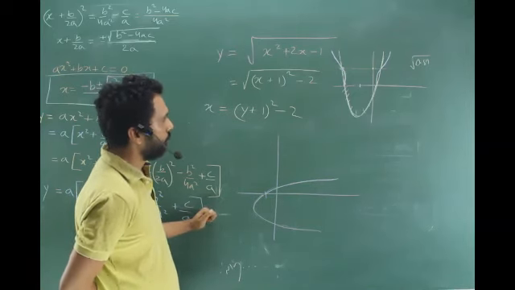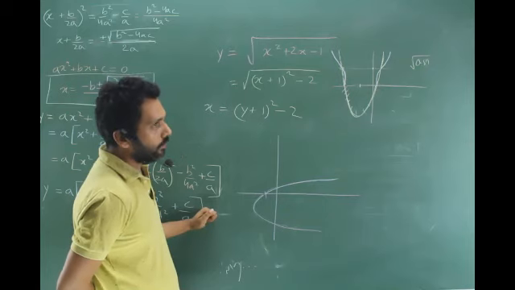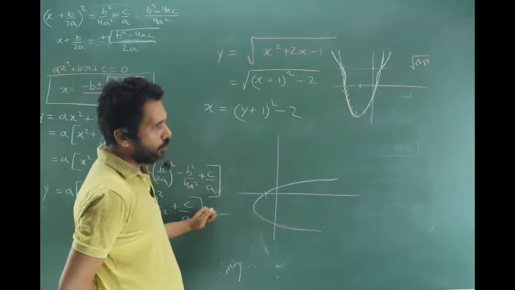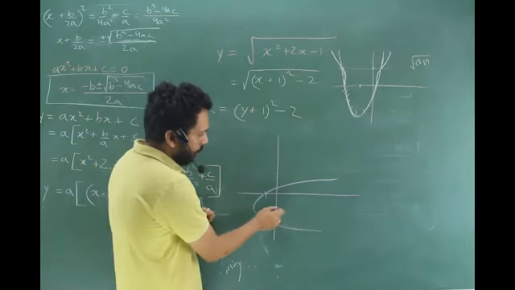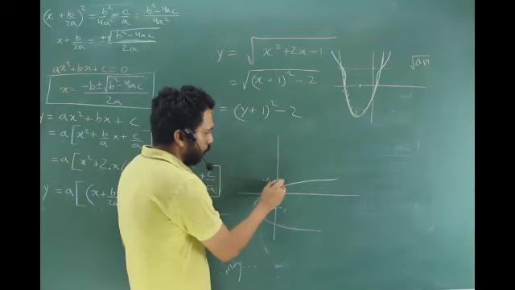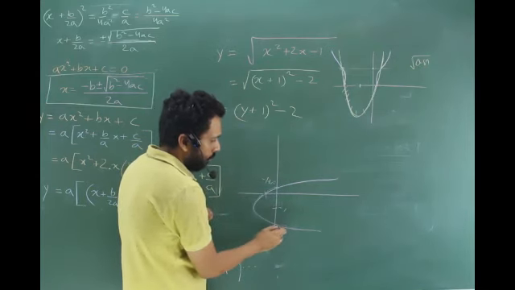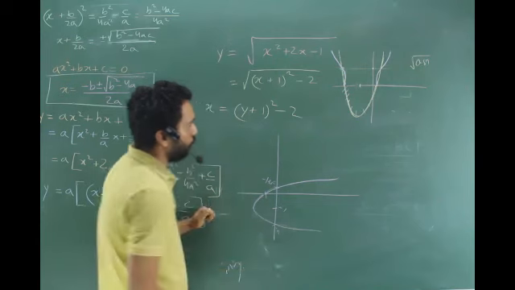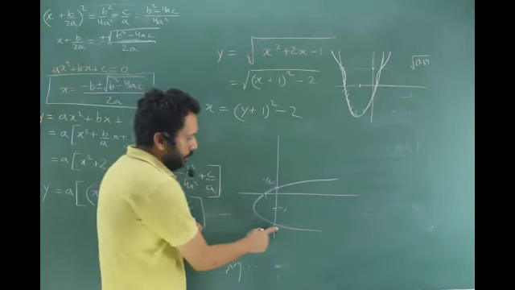Root 2. What do you get? Plus minus root 2 minus 1. Minus 1 plus minus root 2, right? Yes, sir. That's minus 1 plus root 2 and minus 1 minus root 2. Right?